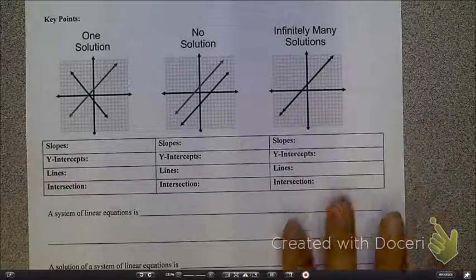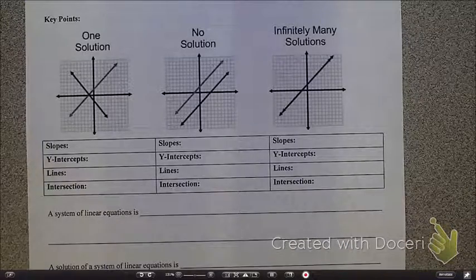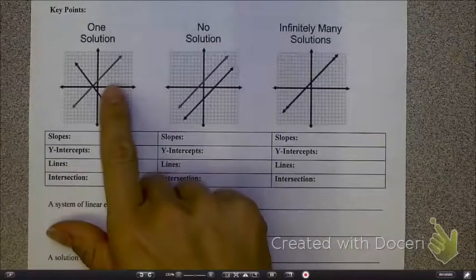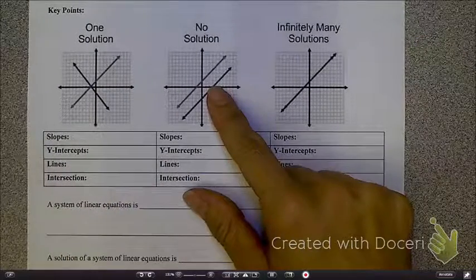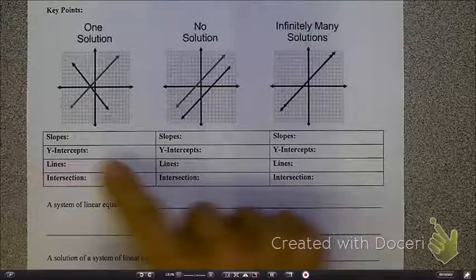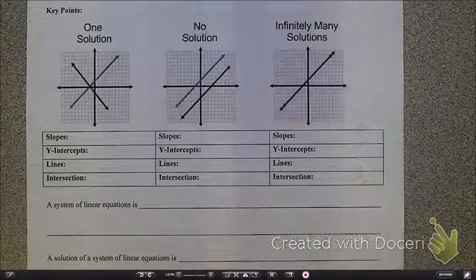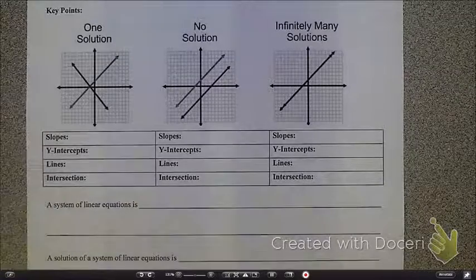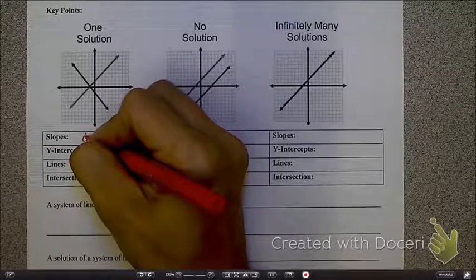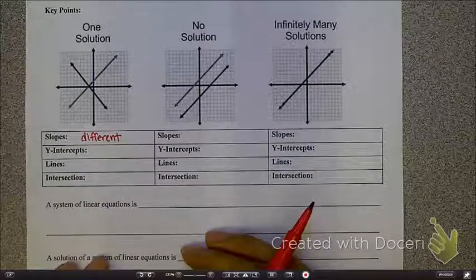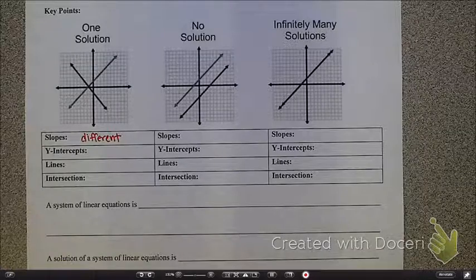Okay, so let's review some key points here. When we're graphing systems and solving by graphing, we have three different possibilities. We could get one solution, no solution, or infinitely many solutions. So let's go over some of the key things that happen when we get one solution. One of the things that happens is that the slopes are going to be different. The y-intercepts are usually different, but they could be the same.